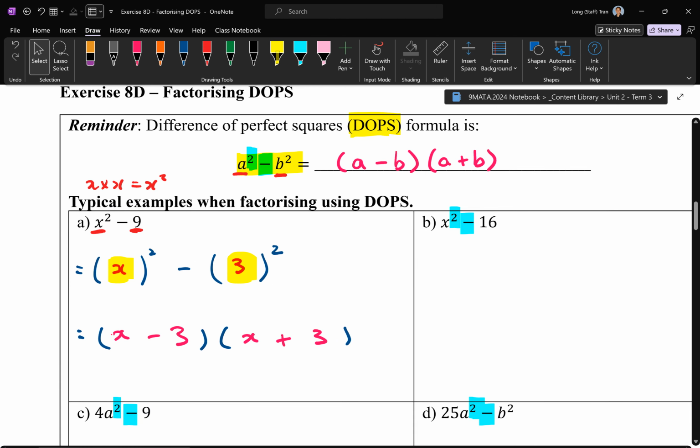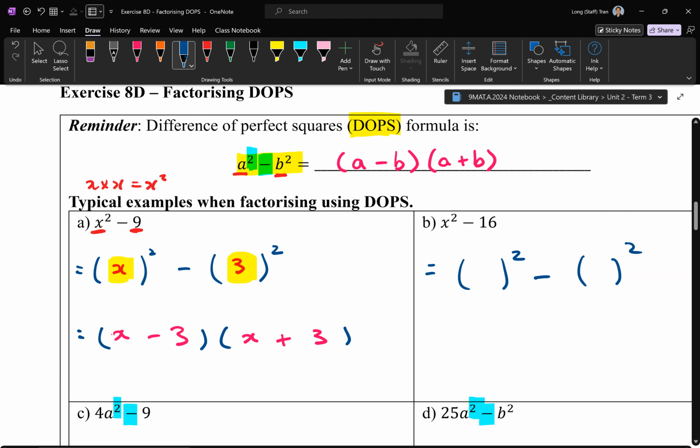So if we have a look at the second one, same thing again. Let's have a look at B. I want you to rewrite it as the square of something that will give you the first term, minus the square of another number that gives you 16. That's the goal.